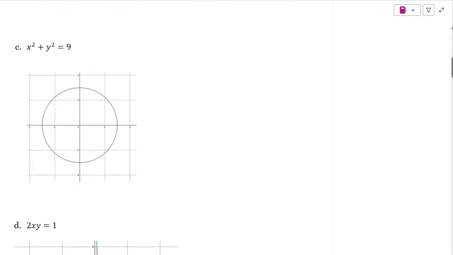Here's an example that's not going to be a function. We can look at the picture and see if I pick a particular input x value, I have two different options for a y value. So just based on the picture, this is not going to be a function. Let's see what happens when we try to solve for y. I'll start by subtracting x squared from both sides. And then I will take the square root of both sides.